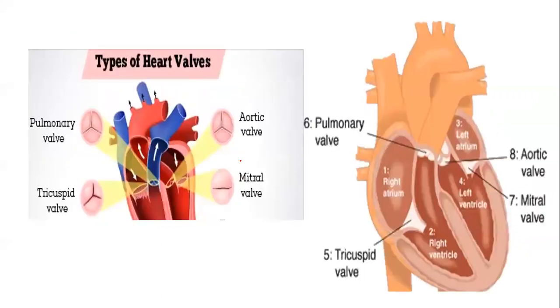So these are the 4 valves present in our heart. Namely, the aortic valve, the mitral valve, the tricuspid valve, and the pulmonary or pulmonic valve. In this picture, you can see that except for the mitral valve, the other 3 valves have 3 leaflets or 3 flaps.